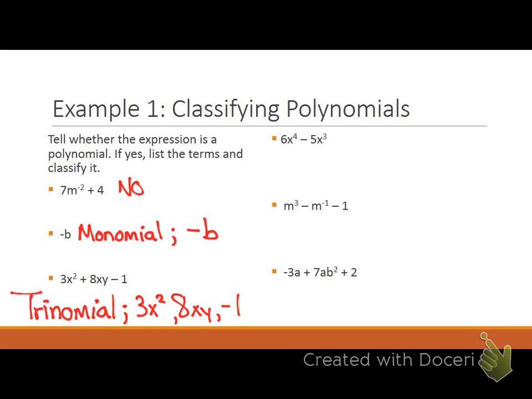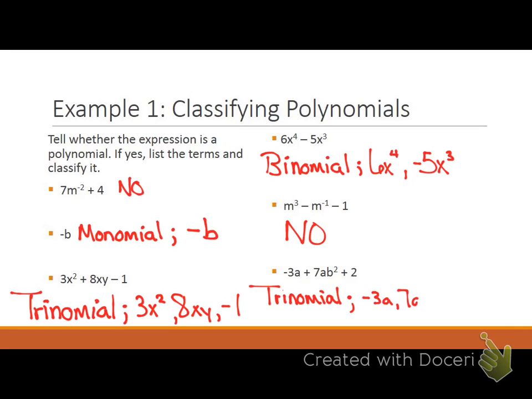So top right, what is it? Binomial. Very good. It's a binomial, and then I individually list the terms. Negative 5x to the third. I made sure that's negative. What about the next one? Nope. Negative exponent. What about the next one? Trinomial. So what would it look like if I had a variable in the denominator? It would be an expression like you see right here in black. 3 over x plus 3, not a polynomial because the variable's in the denominator.